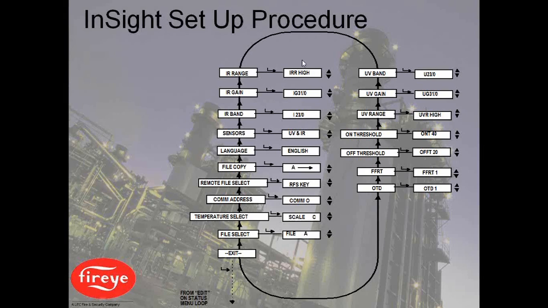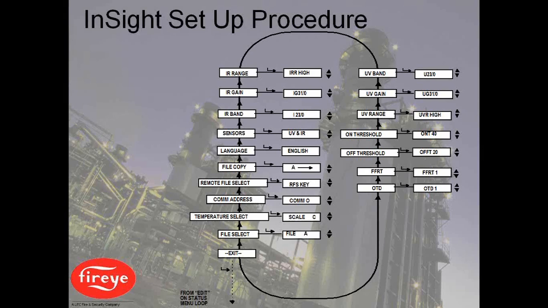Then the infrared range, either high or low range. If you're getting too much saturation, you can switch to a low range, which has a lower overall gain setting, or front-end gain, FEG, as we call it. Then we would swing around, and we can manually adjust the UV side, band, gain, range. And then for pulling in the flame relay, we set an on threshold and an off threshold. Standard Fireye defaults are 40 and 20. Those are based on flame quality. So no matter what type of pulse count you're getting, if your flame quality is better than 40, the scanner's going to pull in. If it drops below 20, it will drop out.